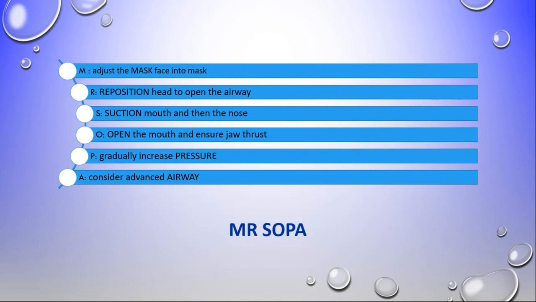Suction the mouth and then the nose. Open the mouth. Ensure the jaw thrust. So make sure that you've got it. Gradually increase the pressure and consider an advanced airway. Please remember that babies are nasal breathers. If you have a choanal issue, if there's a membrane or that nose hasn't developed, the baby cannot breathe if you do not put in an advanced airway.